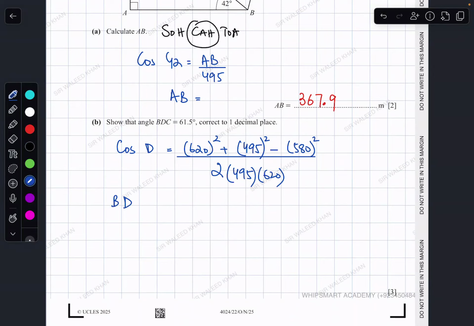So working this out, now do not forget that you have to take a cos inverse of this as well. Cos inverse of this. That's important. So that should be 495 into 620. We are 0.47734949. Write as many decimal places as you can. Okay, helps with the accuracy. So we are 61.485. So to 1 decimal place, we have 61.5.